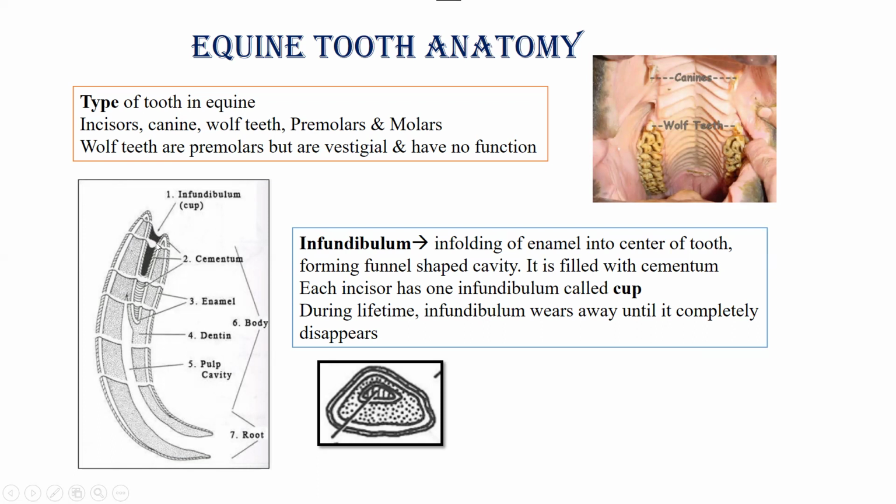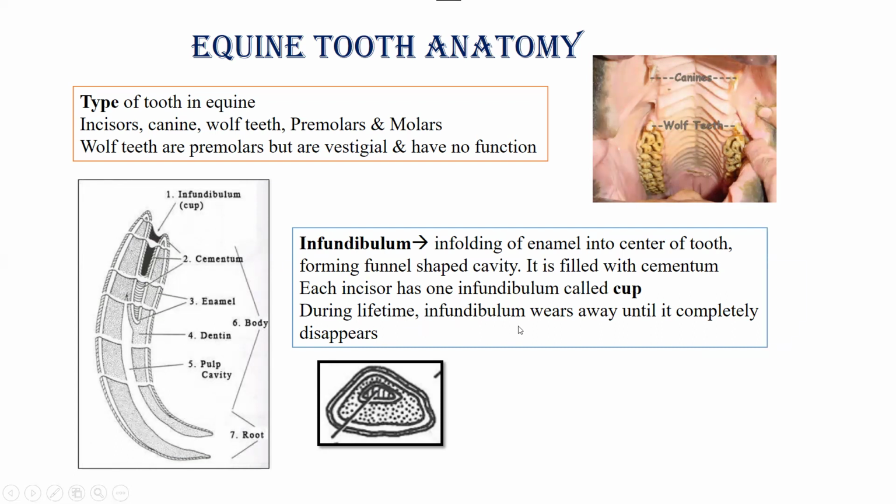This is a side view, but if we see the same tooth from the chewing surface or the occlusal surface, you will have a shape like this. And what is this? Basically, this structure that is marked is the cup. So when you see from the side view, you see an infolding and we call it infundibulum. But when we see the same infundibulum from the chewing or occlusal surface, the mark we see, we call it cup. So cup and infundibulum are the same. And each incisor has one infundibulum that is also called a cup.